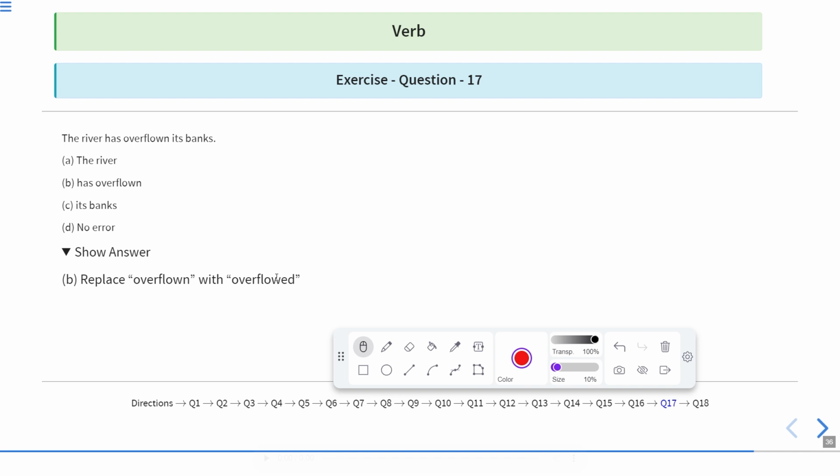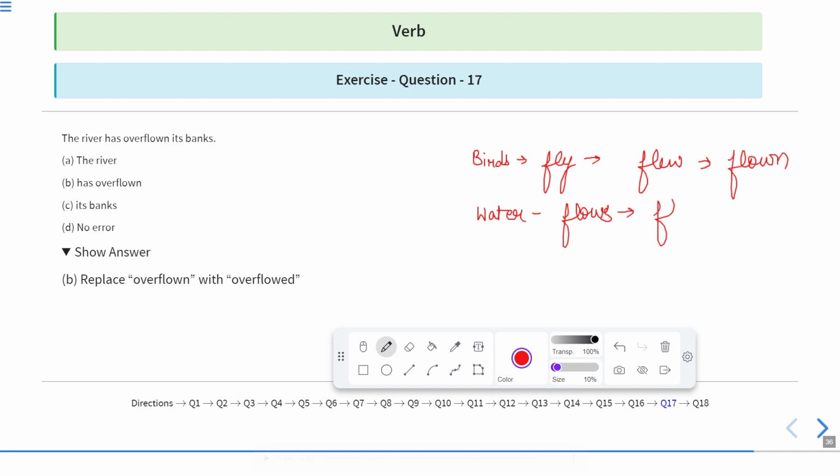Why so? Because if we talk about water, it flows. And if we talk about birds, they fly. Water flows, birds fly. The second form of fly is flew, and the third form is flown. Whereas the word flow has the second form flowed, and the third form is also flowed.